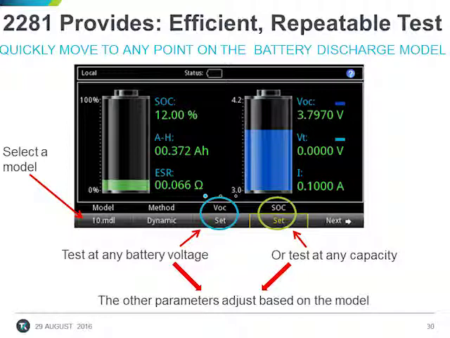For example, you can set a low VOC to test your product when the battery is near the end of its discharge cycle, or you can test at a specified state of charge. The other parameters are adjusted based on the model. You can program the simulator output to any point on the discharge curve quickly and repeatably. You cannot do that with an actual battery. The unique display shows all the battery parameters and graphically shows the state of the battery. You can store multiple models in the battery simulator so that you can compare the performance of different batteries during development.